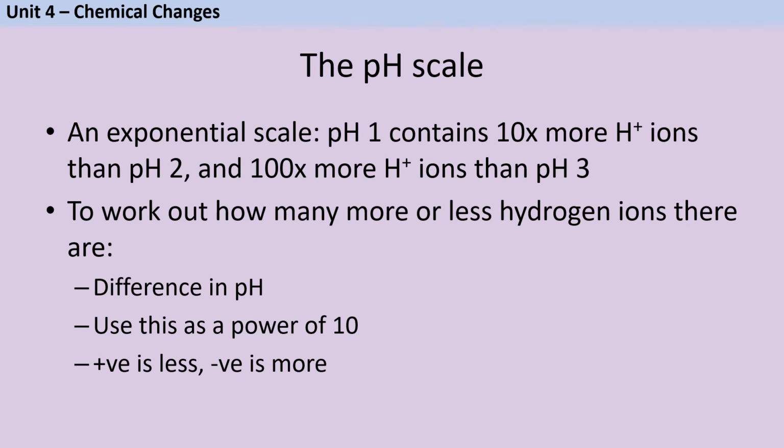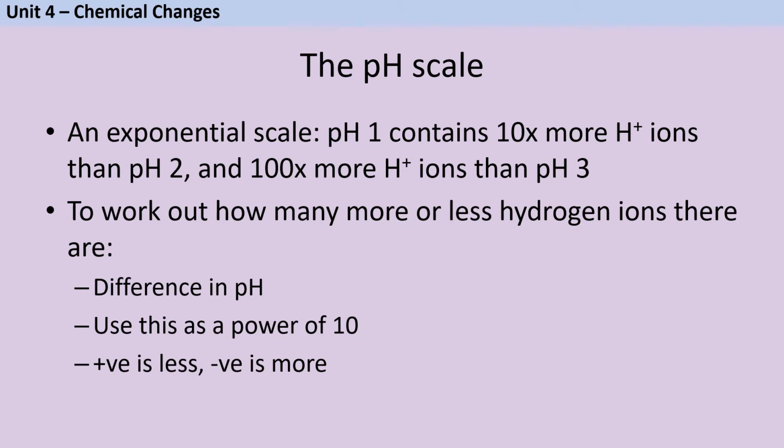So if we compare pH 1 to pH 2, pH 1 has 10 times more hydrogen ions. And if we compare pH 1 to pH 3, pH 1 has 100 times more hydrogen ions because you've increased by 10 times going down from 3 to 2 and then 10 times again going down from 2 to 1.